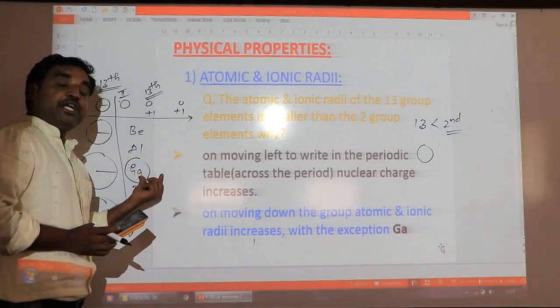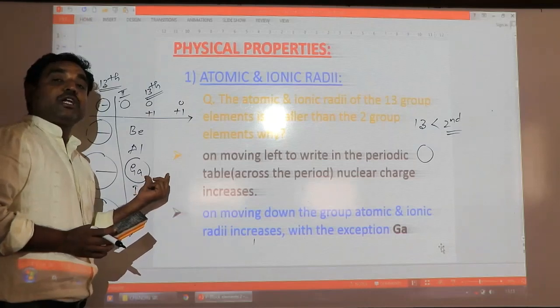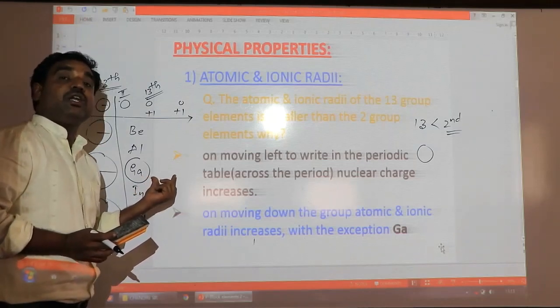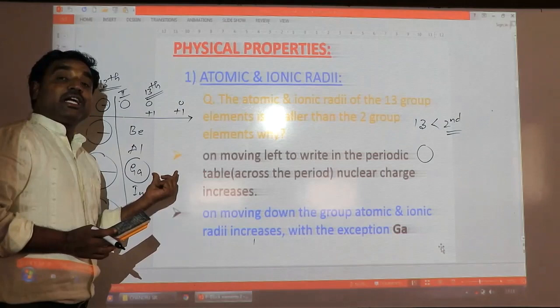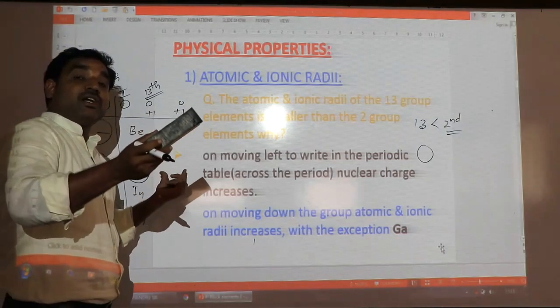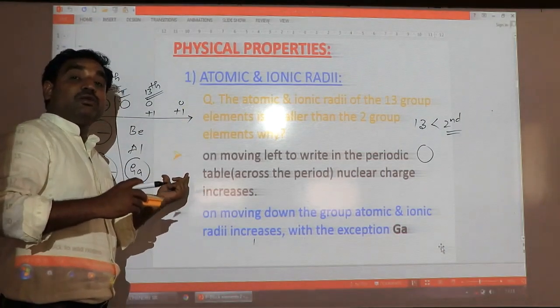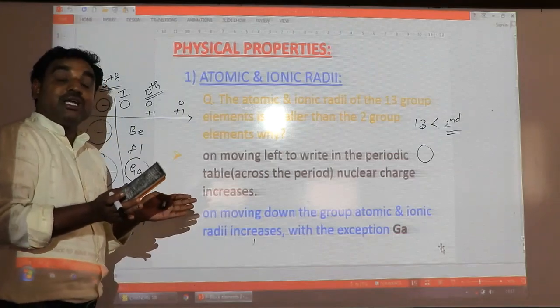So here the screening effect, those electrons fail to screen the nucleus, hence the outer electrons are more attracted towards the nucleus, hence the size will be less than what we expect.